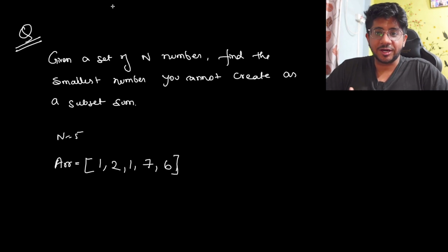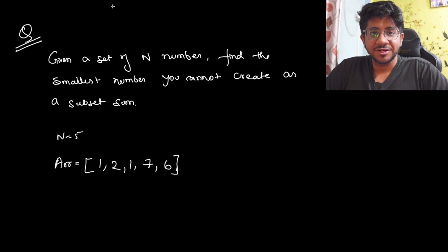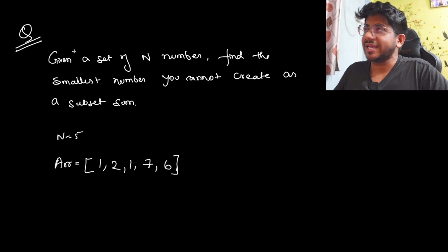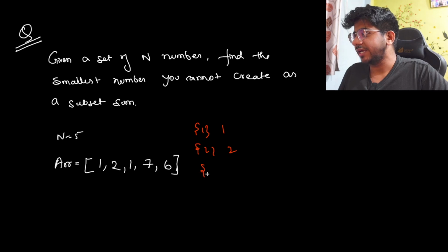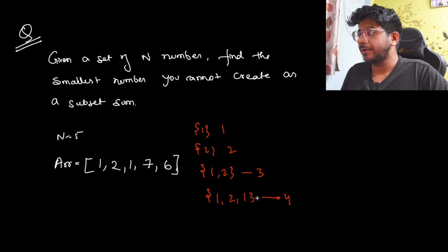So, let's suppose you are given 1, 2, 1, 7, 6. What is the smallest subset sum that you cannot create? Now, I can create 1 over here because I can just take 1. I can take 2 and I can create 2. I can take 1, 2 and I can create 3. I can take 1, 2, 1 and I can create 4.